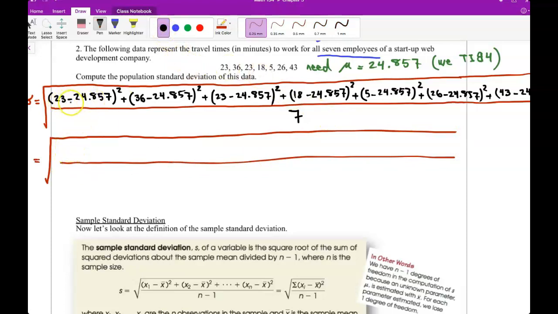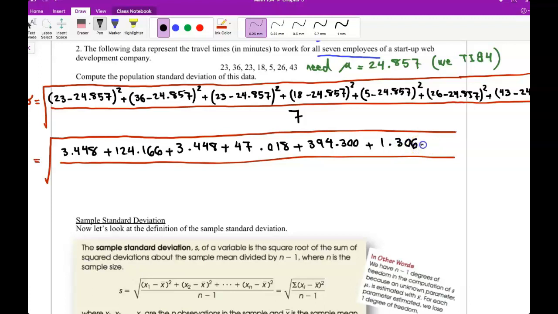Okay, so that is equal to this part. First subtract 23 minus 24.857, and then square that is 3.448, plus here we have 124.166, 3.448, 47.018, plus 394.300, or you can write 0.3 since I used 3 decimals, that's why I have 300 here, plus 1.306, plus 329.168, divided by population size, which is 7.